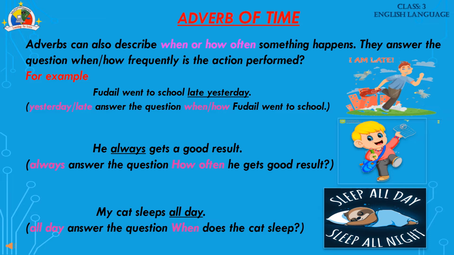He always gets a good result. Always is an adverb. It answers the question how often he gets good result. My cat sleeps all day. The adverb all day answers the question when does the cat sleep.